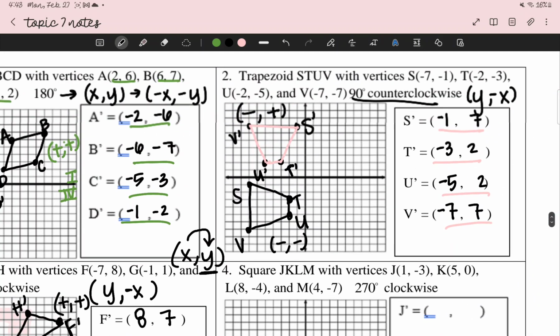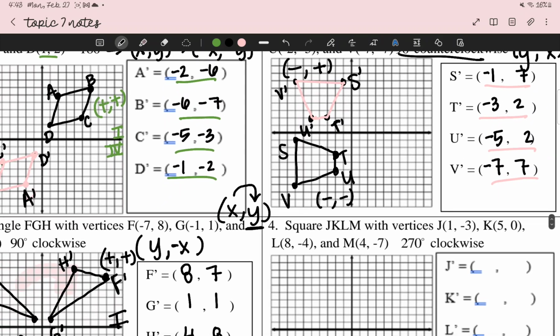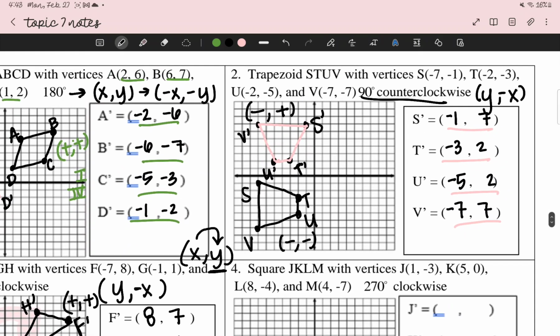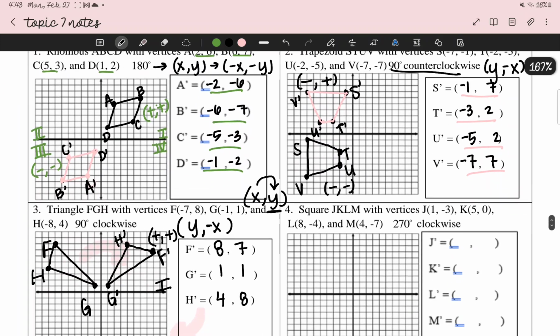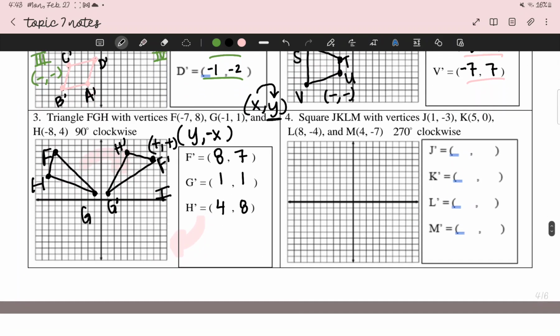And I wanted to go and check this one because I feel like this one looks weird. I think they're all supposed to be... did I just do it wrong? I don't know. We'll see. If I did this wrong, it's okay. I'll go back and fix it later.